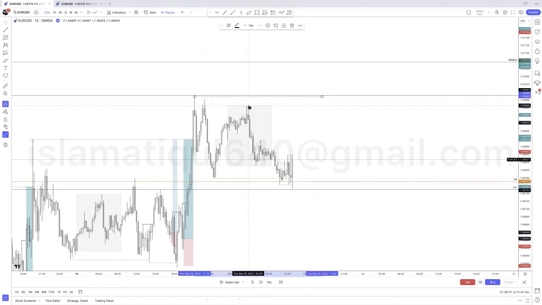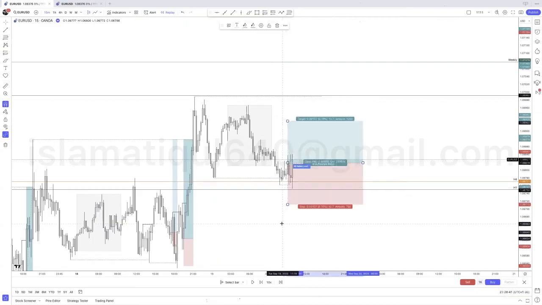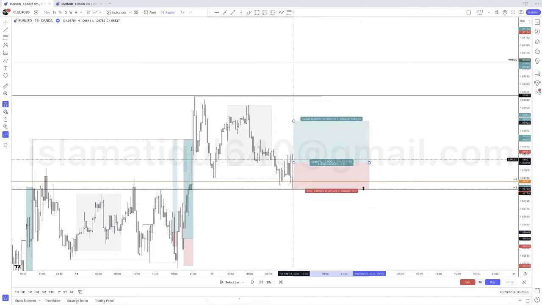Here. Oh, here. Right. So now where can we enter from? Maybe from this RBS. Yes, exactly. Can enter from the RBS. Stops can be placed. Remember, the safe place for the stop loss is here.